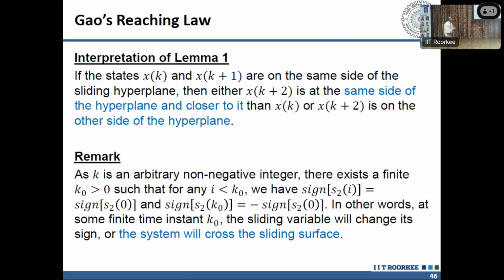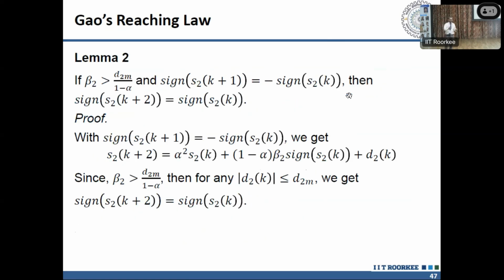Lemma 2 will suggest that if I cross over first, then I am going to recross. So the zigzag motion will be ensured by lemma 2. It is saying that it will be ensured if this condition is kept on beta 2. So again, the same sort of analysis: if we have the sign of Sk plus 1 to be opposite to the sign of Sk, then the sign of Sk plus 2 will be the same as the sign of Sk.